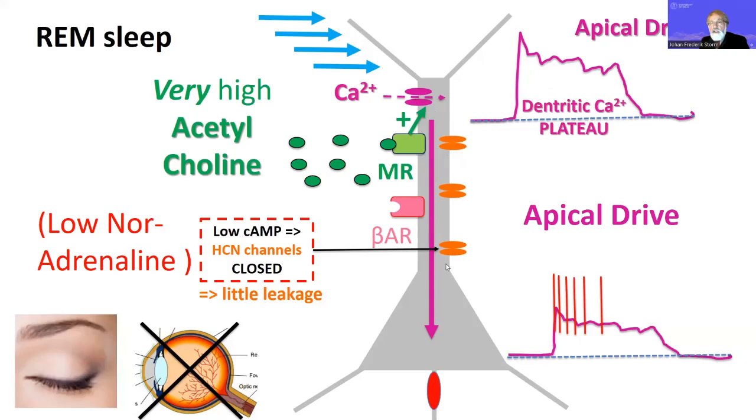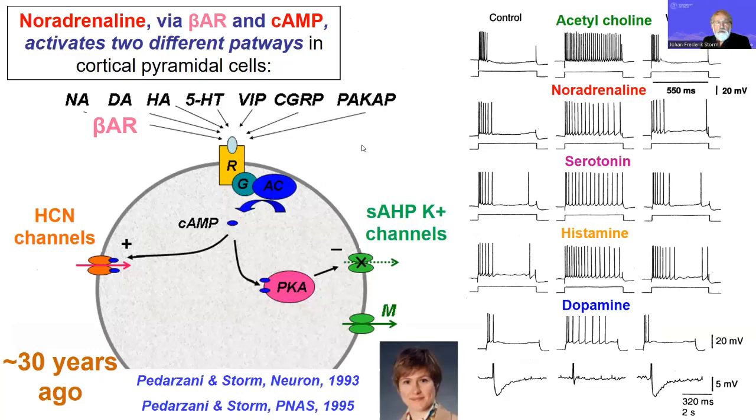And I'll just show you some evidence. This stems from papers that we wrote almost 30 years ago with my first PhD student, Paolo Pedarzani, one in Neuron, one in PNAS, 1993-95, where we worked out the various mechanisms of these various transmitters. And what we found was that all monoamine transmitters went through a pathway that released cyclic AMP inside the cell, and that this pathway branched. One went through protein kinase and closed certain potassium channels, whereas others opened these HCN channels by direct binding to the channel molecule. And that is exactly the same as found in the heart. That's why your heart beats faster when you have adrenaline in your blood when you are excited. So this mechanism is well documented in other cell types, which we also found for the first time in the brain in this PNAS paper.